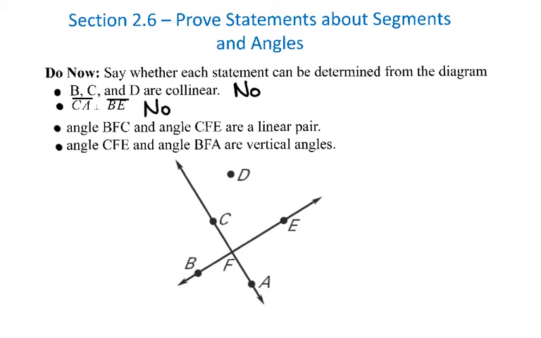Next part says angle BFC and angle CFE. These are a linear pair. Yes, that is true. Remember, this lies on a line, and this one is lying on the line too. These are adjacent angles lying on the same line, so that meets the requirements for a linear pair.